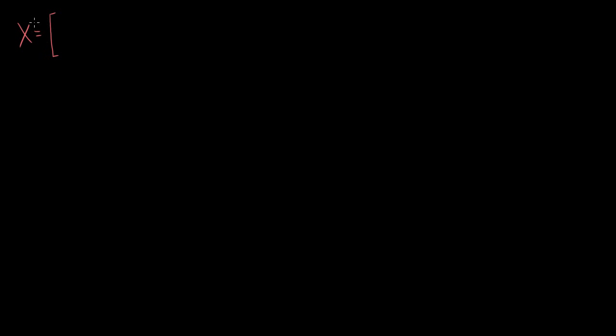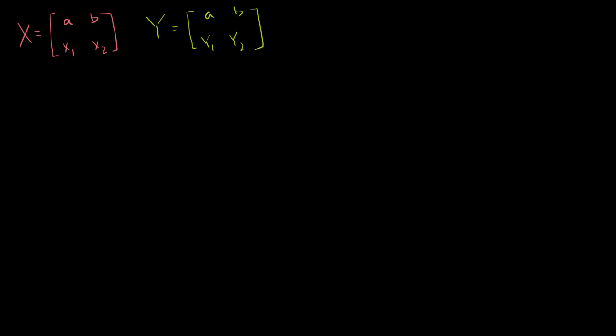Actually, why don't I just start with a 2 by 2 case? Let's say matrix X is A, B, and then it has x1, x2. I could have called these C and D, but you'll see why I call them x1 and x2 in a second. And let's say I have another matrix. Let's say matrix Y is identical to matrix X except for this row. So matrix Y is A, B, y1, and y2.